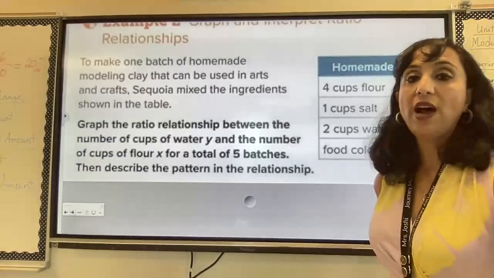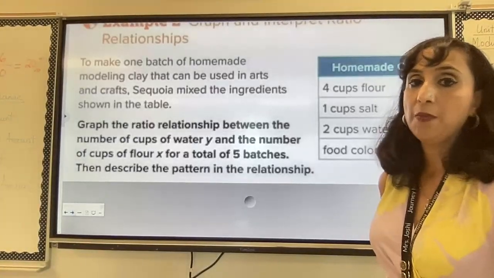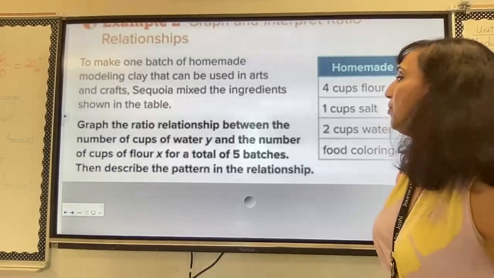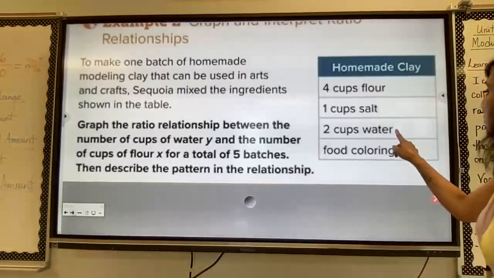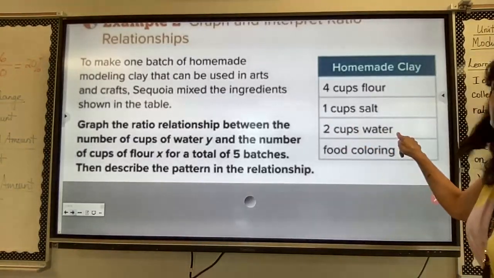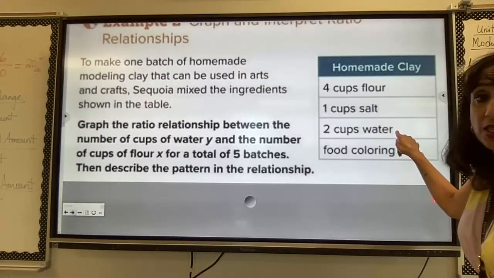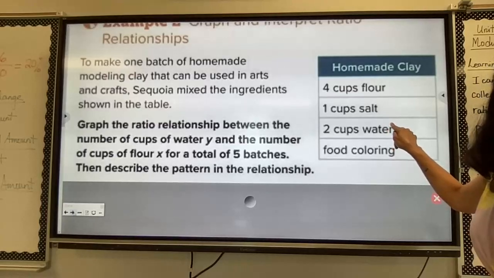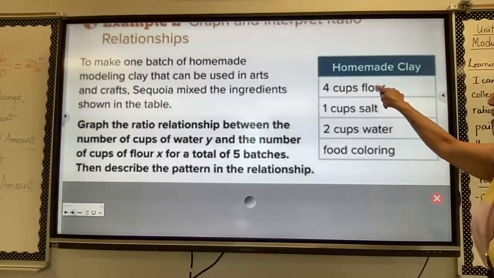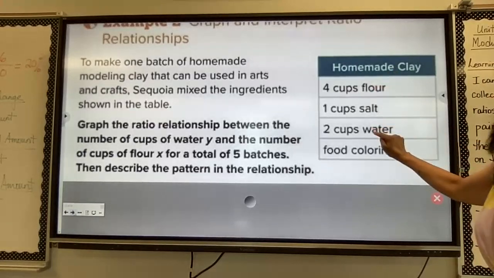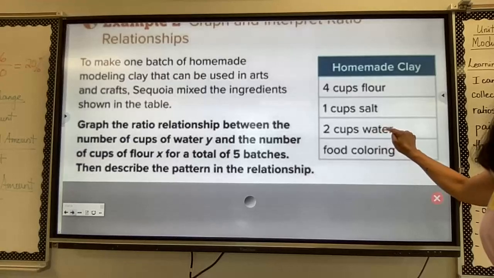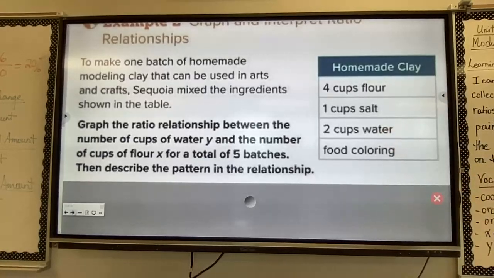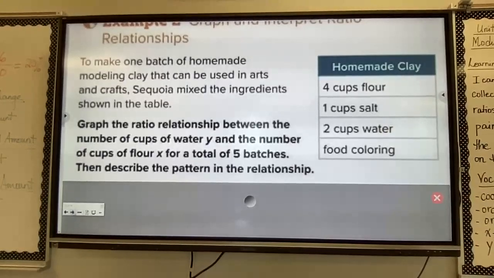All right. Graph the ratio relationship between the number of cups of water, which is here, it's saying water is Y, and cups of flour, which is this. This is going to be X. So this is X and this is Y. And for a total of 5 batches. So we are then going to first describe how to make the table.